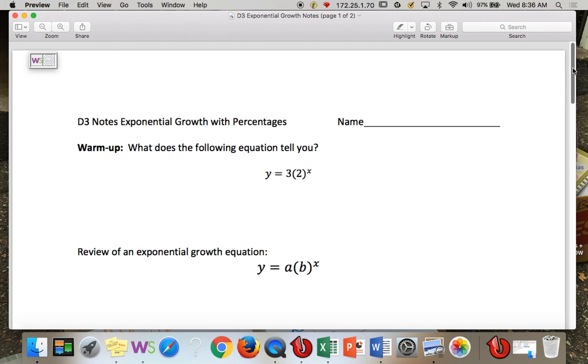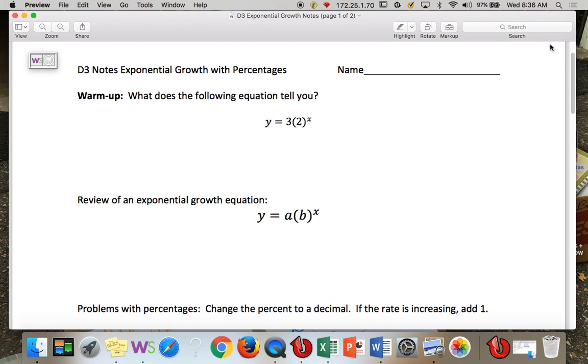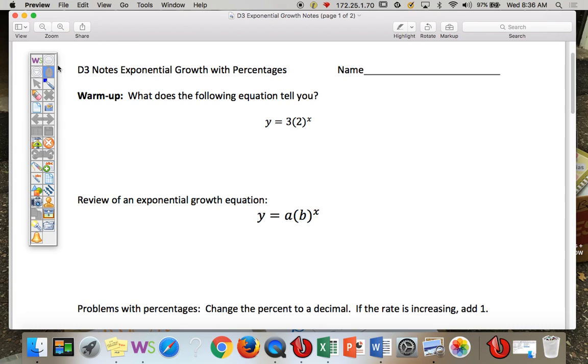We spent a couple days looking at exponential growth, and so we're going to take a look at some real-world applications today. Let's start with the warm-up. What does the following equation tell you? Y equals 3 times 2 to the x.